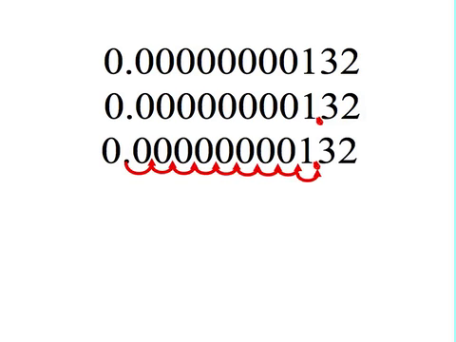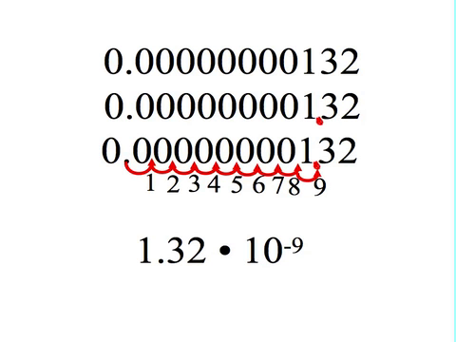So let's count. We make some marks as shown, and then we count them up, and I count 9. So we're going to have to move the decimal point 9 places. And our mantissa is 1.32, but of course this is 9 places in the opposite direction from when we were putting large numbers in scientific notation. So of course, for small numbers, it's a negative exponent. 1.32 times 10 to the negative 9th.